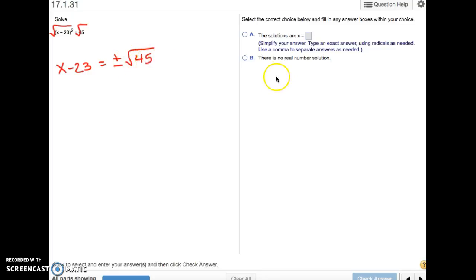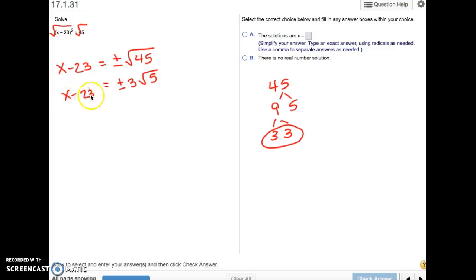So I need to break down the 45. So that's going to be 9 and 5, which is 3 and 3. So I have a pair of 3's that can go on the outside. And then the 5 has to stay on the inside. But I still have to figure out what the x equals. And I have this minus 23 with it. So I need to add that to the other side.